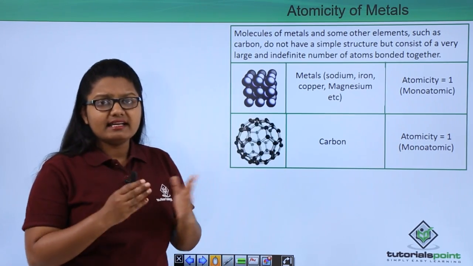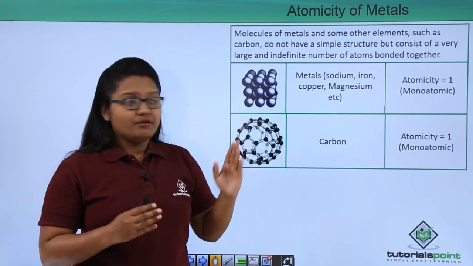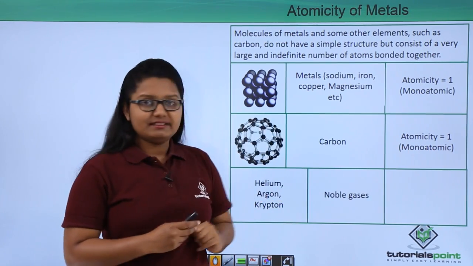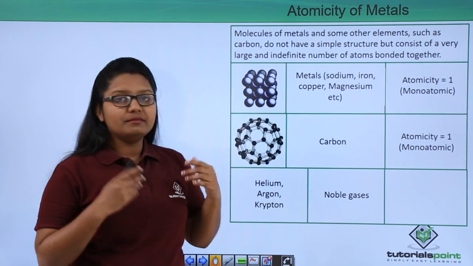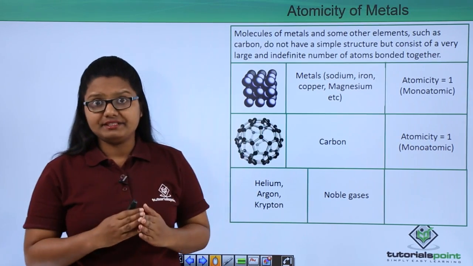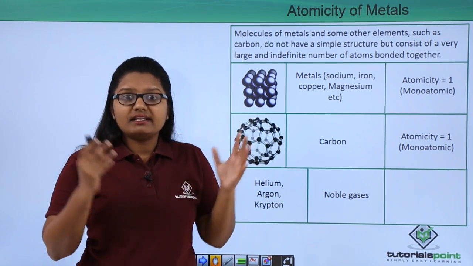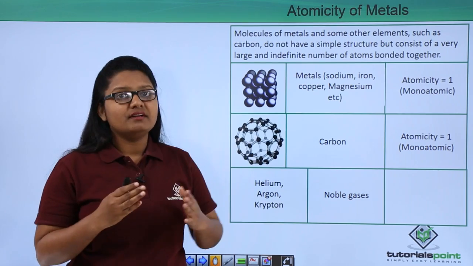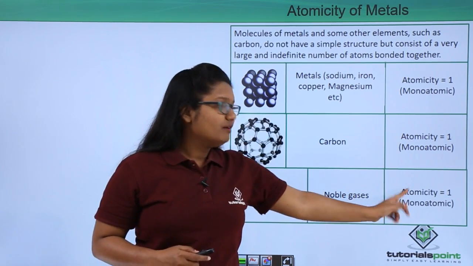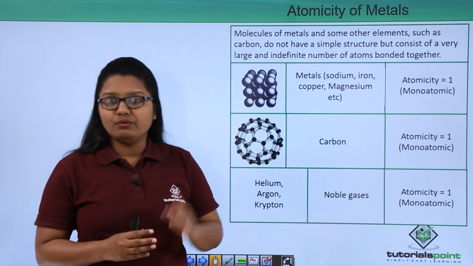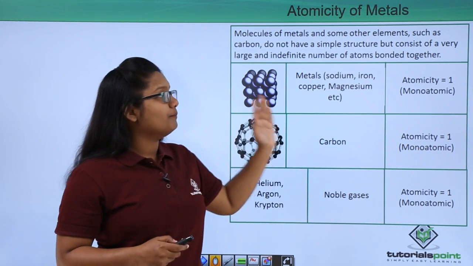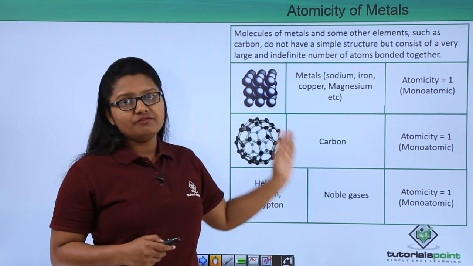Now let us look at another category of molecules which are also monoatomic, that is noble gases. Noble gases like helium, neon, argon, krypton, etc. are very least reactive, and therefore they do not combine with other atoms to form molecules. So we take their atomicity to be 1 since their molecules have only 1 atom of them. So this was all about the atomicity of metals and the molecules of elements.